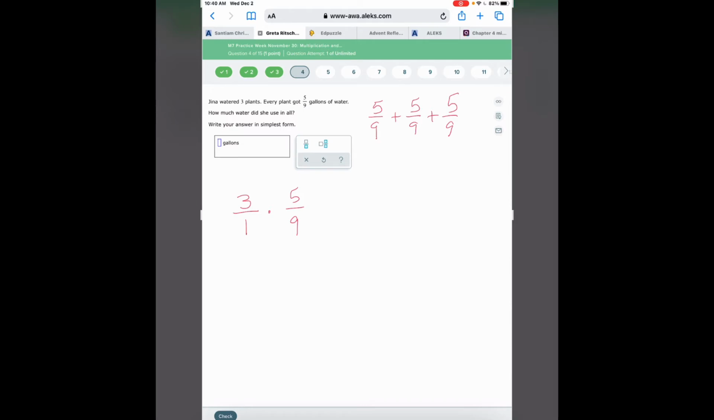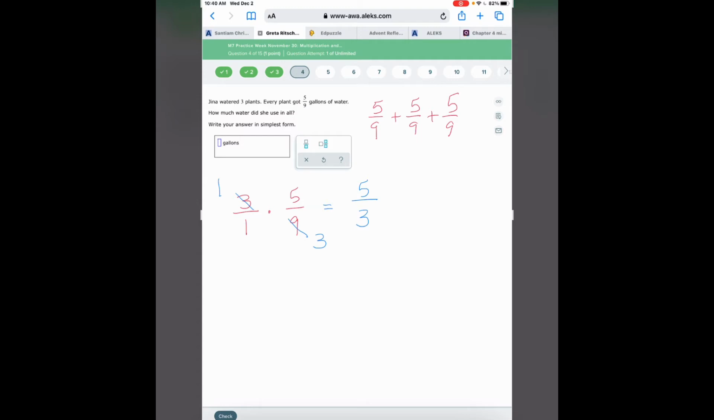I can see that I can cancel 3's. 3 goes into 9 3 times. 3 times 3 is 9. And by the way, if these things are hanging you up, keep working on your quick tables. 1 times 5 on the top is 5, and 1 times 3 on the bottom is 3.